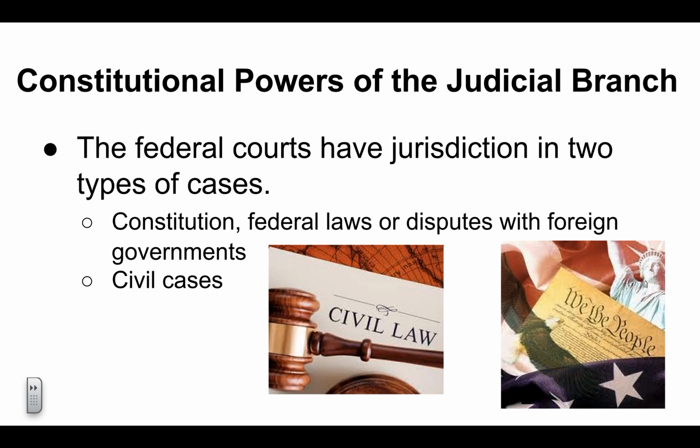And the constitutional powers of the judicial branch outlines the kinds of cases to be decided by the judicial branch. Article 3 gives the federal courts jurisdiction over two types of cases: those involving the Constitution or federal laws or disputes with foreign governments, and the second are civil cases in which the plaintiff and defendant are states or are citizens of different states. And so you have federal and civil crimes and constitutional issues that you're looking at.